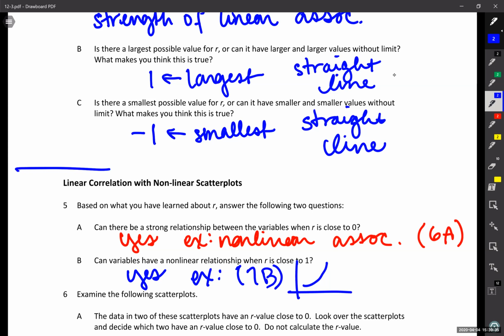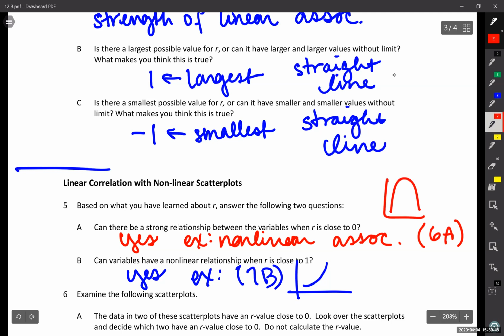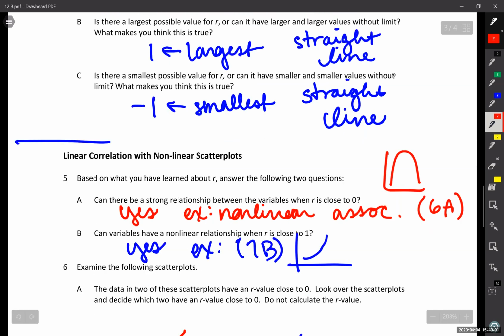So nonlinear means anything that's not a straight line. Nonlinear in example 5 meant that horseshoe parabola kind of shape. Nonlinear in example 7 was that exponential growth function kind of shape. A circle is not linear. So anything that's not a straight line is not linear. Linear literally means straight line.